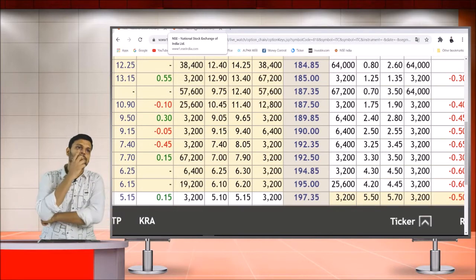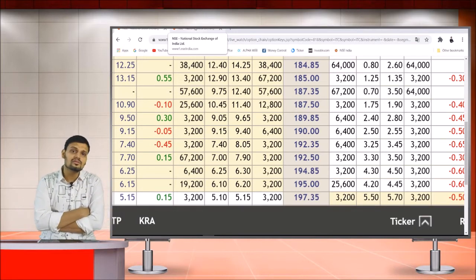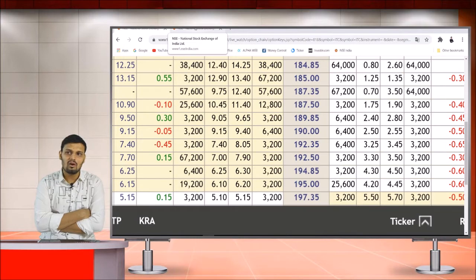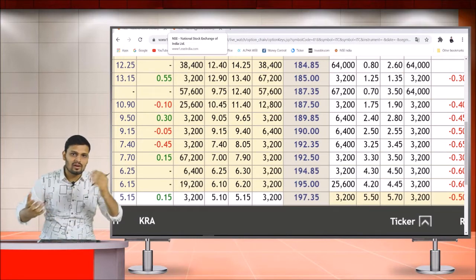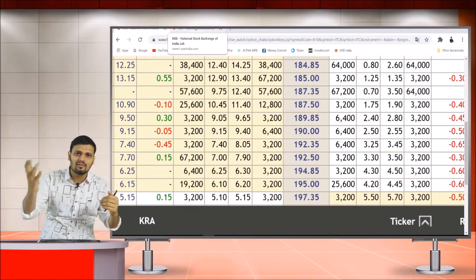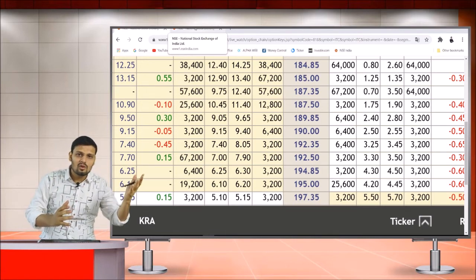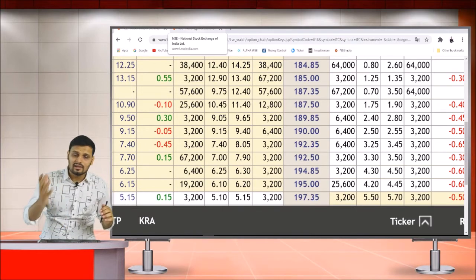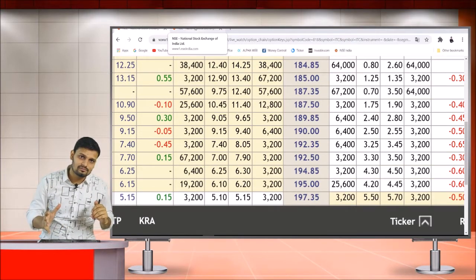So what does that mean? Right now the market price itself is 196. You want to enter into a contract to buy at 190 after 3 months. See, there are two people. Let us say one is Kamachi and the other one is Sangeeta. So Kamachi, you want to buy at 190. Sangeeta, you want to buy at 200. Current price is 196.